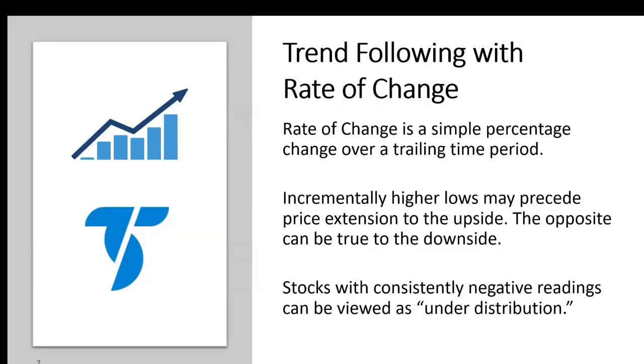Rate of change is a simple percentage change over a trailing time period. Incrementally higher lows may precede price extension to the upside. The opposite can be true to the downside. So stocks with consistently negative readings can be viewed as under distribution.